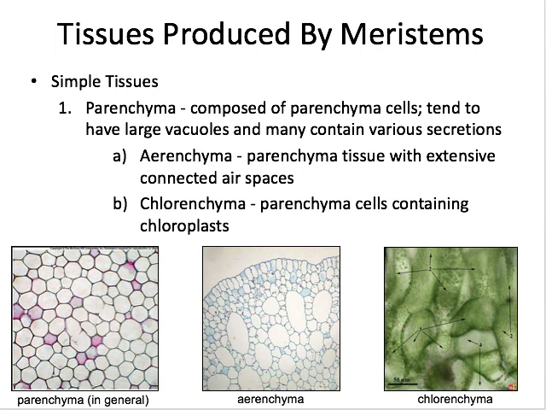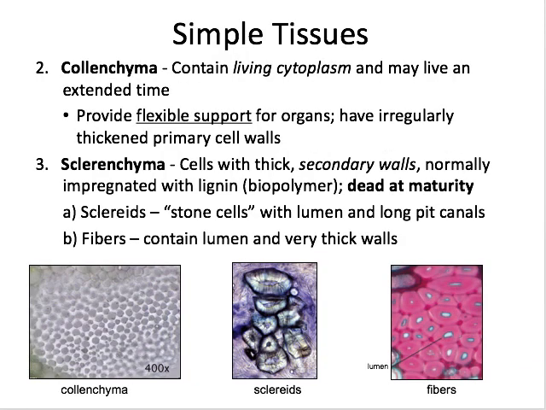These cells look more or less like bubbles, where we see a huge vacuole in the middle and a primary cell wall. Two types of parenchyma tissue include aerenchyma, which is parenchyma tissue with lots of interconnected air space, and chlorenchyma, which is parenchyma cells loaded with chloroplasts that form these chlorenchyma tissues.